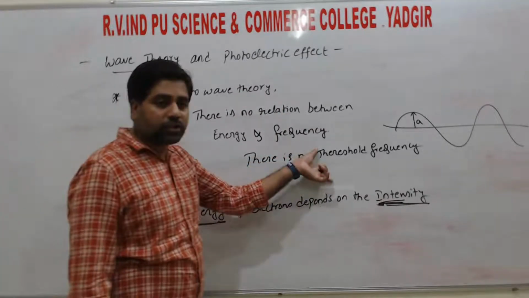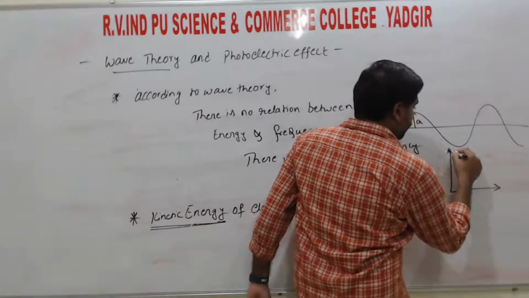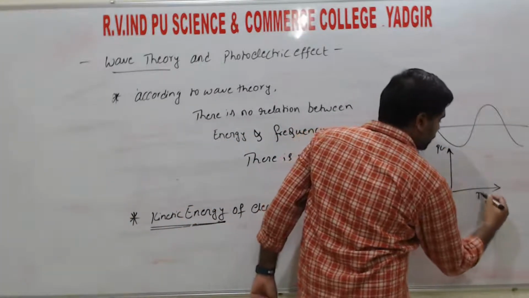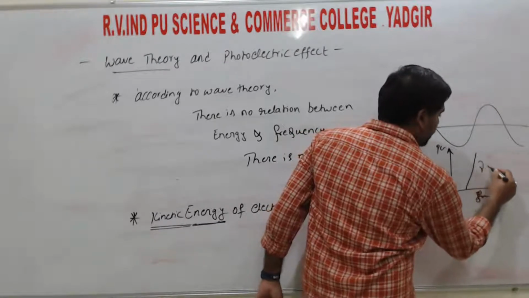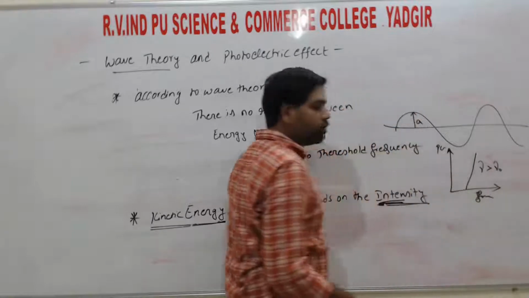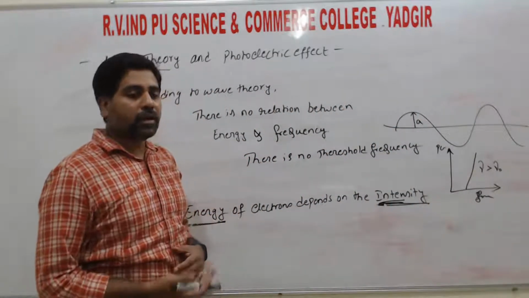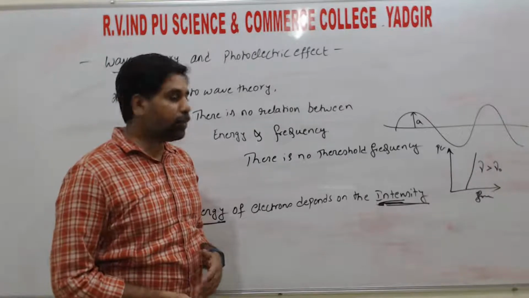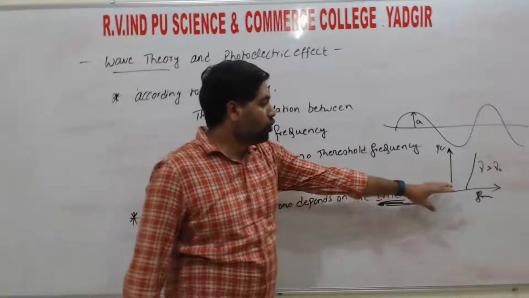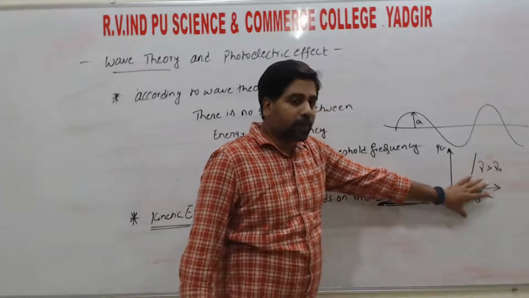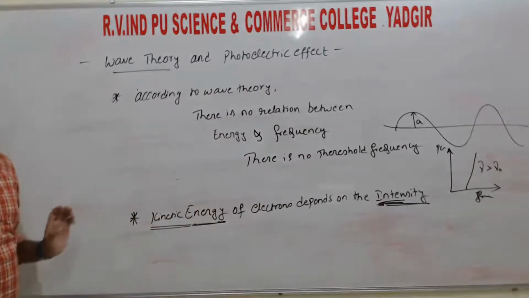If there is no threshold frequency, we can't plot the graph of photocurrent versus frequency, right? Here, only if the frequency is more than the threshold frequency are the electrons emitted from that metal plate or photosensitive plate. So if there is no threshold frequency, there is no concept of this statement, right? So this is also contradictory to the experimental observation.